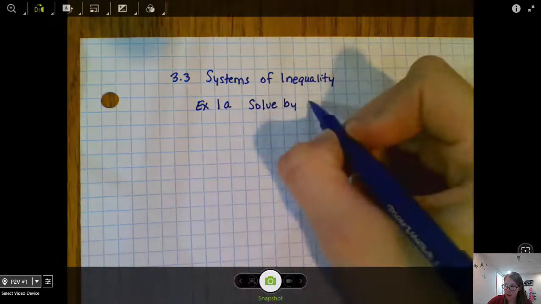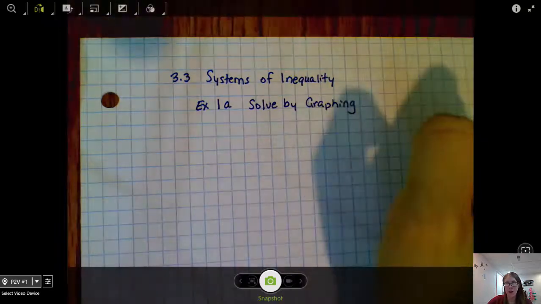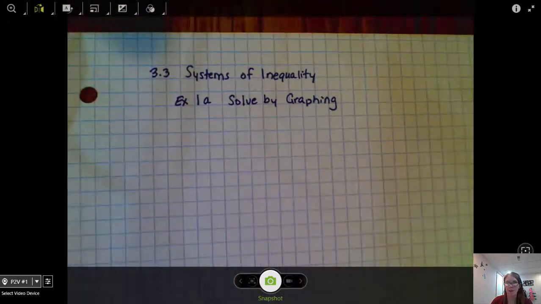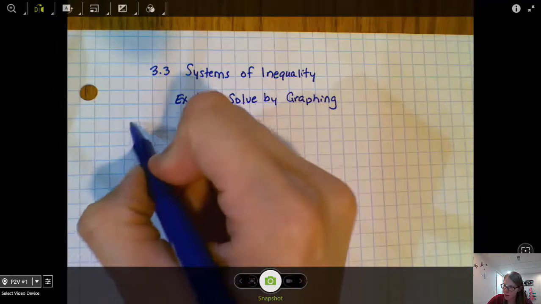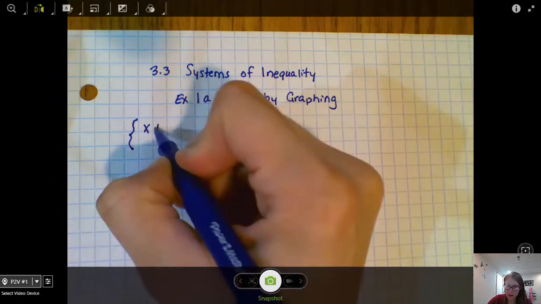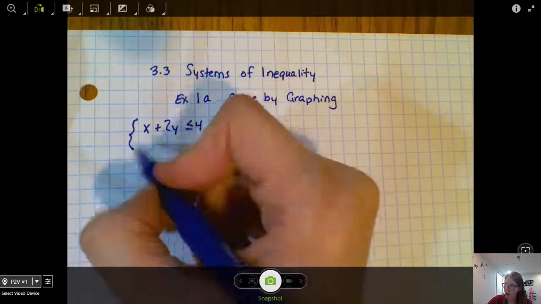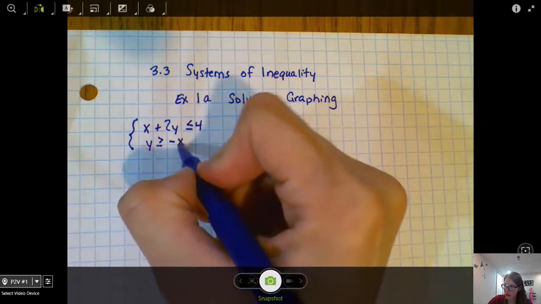Now really, solving by graphing is probably the easiest way to solve a system of inequalities for reasons that I'll explain a little bit more as we go through this first problem. So example 1a, solve by graphing. Let's solve our system of inequalities: x plus 2y is less than or equal to 4, and y is greater than or equal to negative x minus 1.